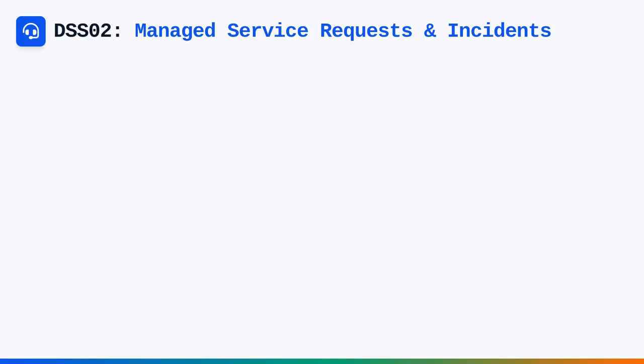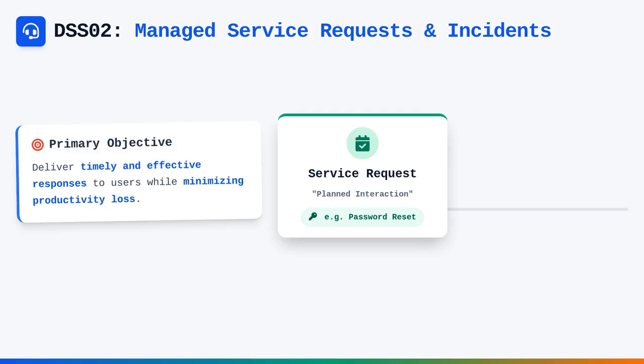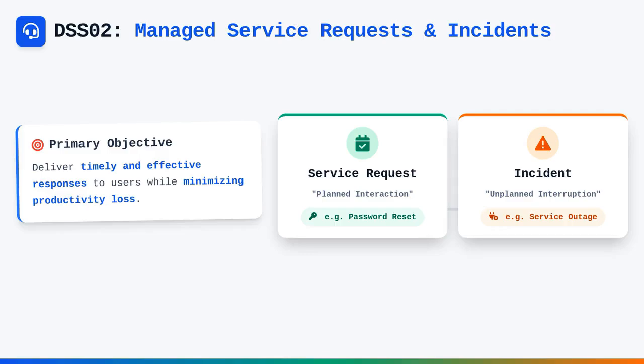Moving into DSS-02, we encounter managed service requests and incidents, which is perhaps the most visible portion of the DSS domain from the end-user perspective. The goal here is to provide timely, effective responses to user requests and incident reports while minimizing the impact on productivity. A service request is a planned interaction, like a password reset, while an incident is an unplanned interruption to service.